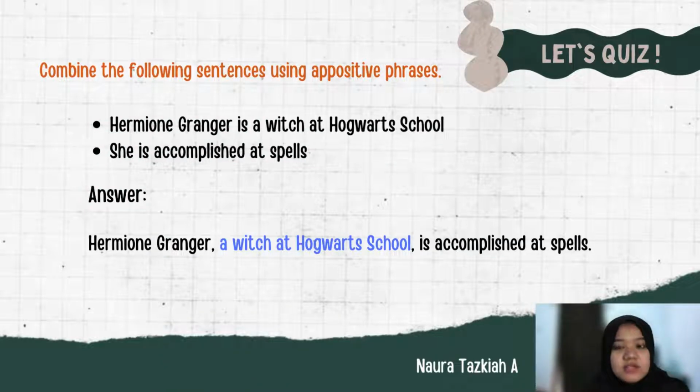Number 3, there are two sentences. Hermione Granger is a witch at Hogwarts School, and she is accomplished at spells. So we can combine the two sentences to become Hermione Granger, a witch at Hogwarts School, is accomplished at spells. The core of these sentences is Hermione Granger is accomplished at spells, and a witch at Hogwarts School is an appositive noun phrase that gives us additional information about Hermione Granger.